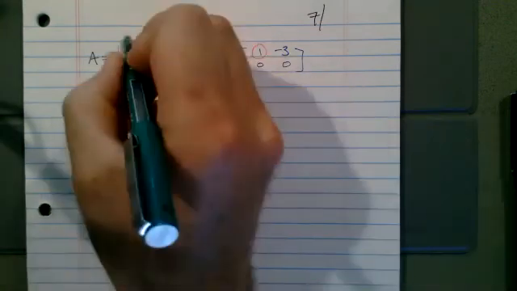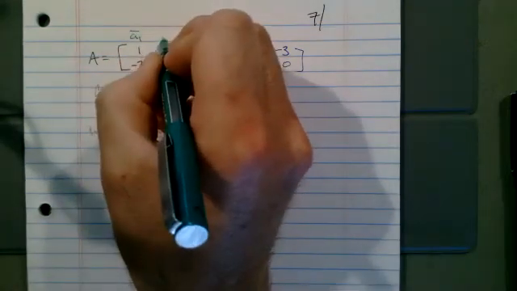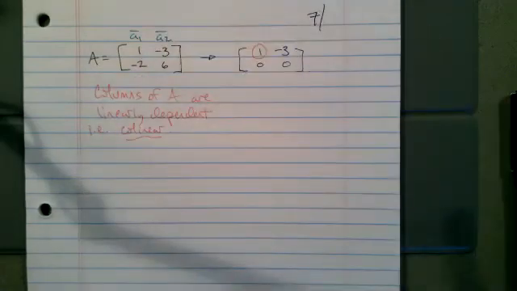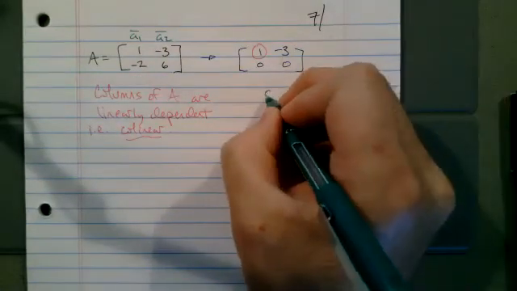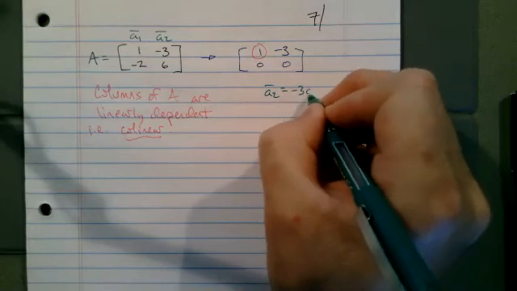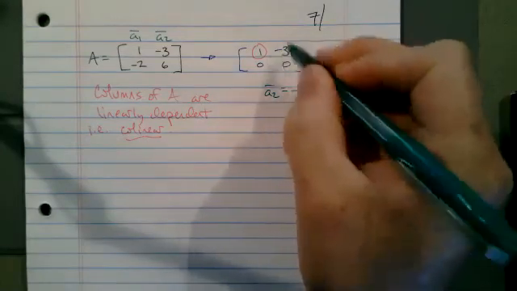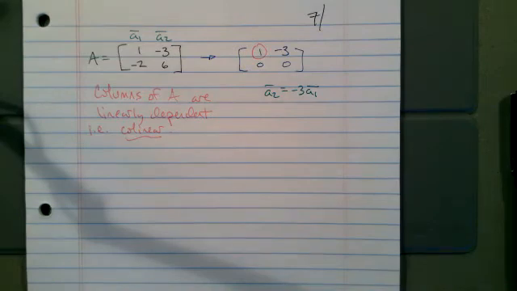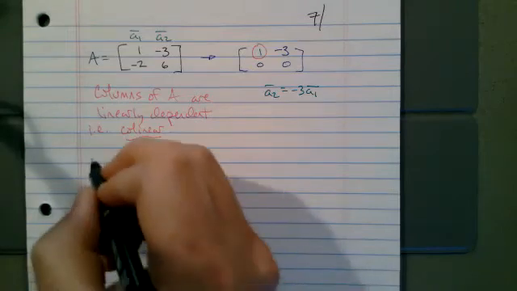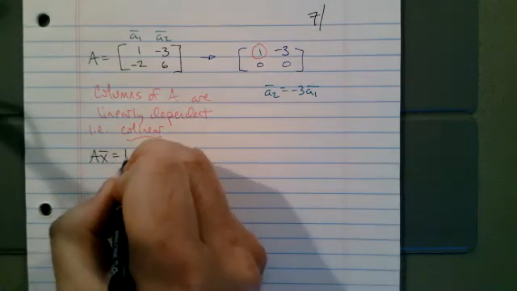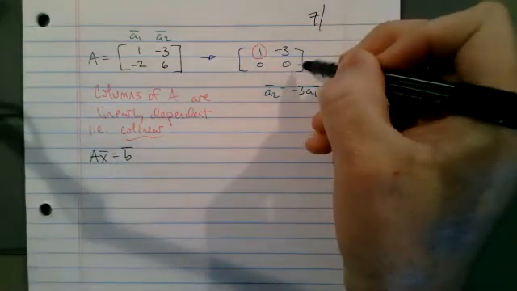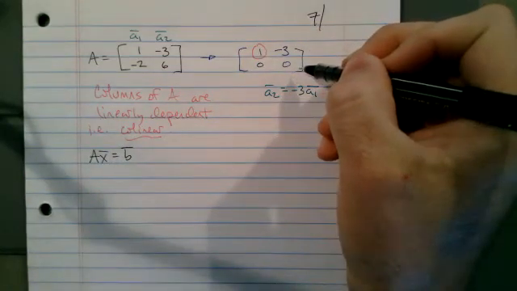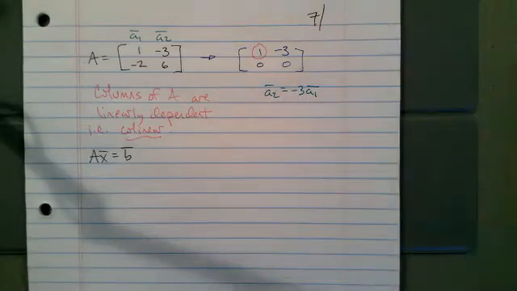So if I name the columns in the standard way, A1 is 1, 2, and A2 is -3, 6. The reduced row echelon form is telling me that A2 is just -3 times A1. That's what this reduced echelon form is telling us. So if I put this matrix as a coefficient matrix, the equation AX equals B is sometimes consistent and sometimes inconsistent. Because I didn't take up all the pivots in the coefficient matrix, there might be a pivot in the rightmost column of the augmented matrix.